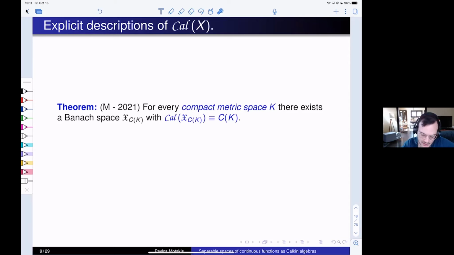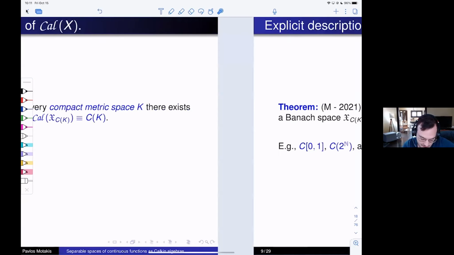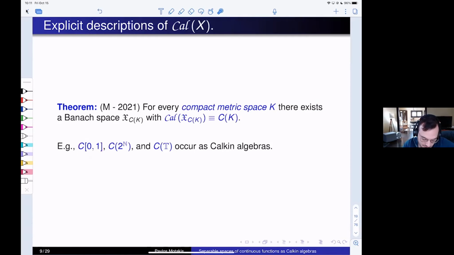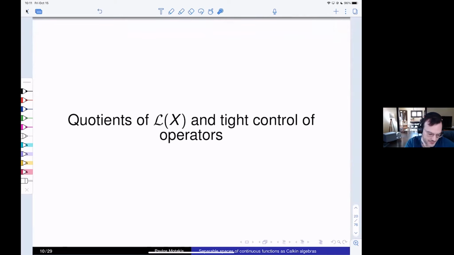And some examples of such C(K) spaces are C[0,1], continuous functions on the unit interval, continuous functions on the Cantor set, continuous functions on the torus. All of these three occur as Calkin algebras. And by Milutin's theorem, these are, of course, the same as Banach spaces. They are isomorphic to one another as Banach spaces, but they are not isomorphic to one another as Banach algebras. They look different. Okay, so this is the result.